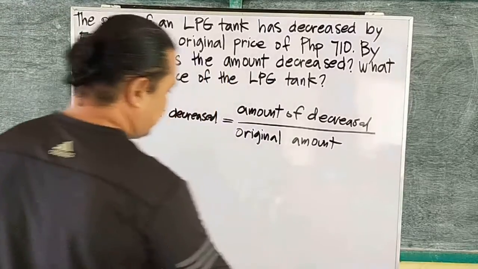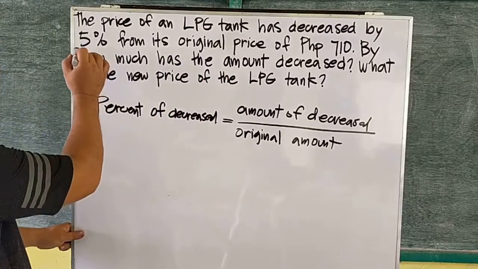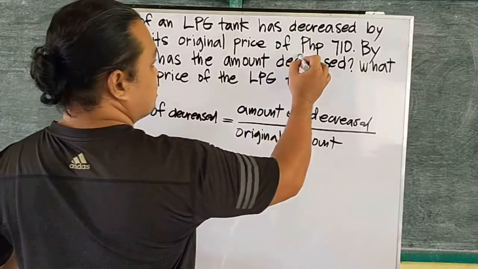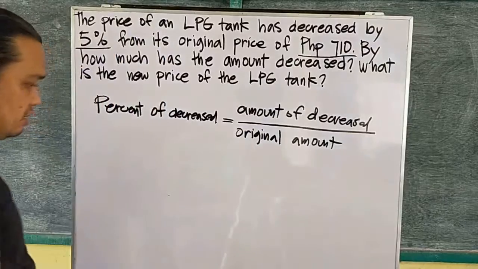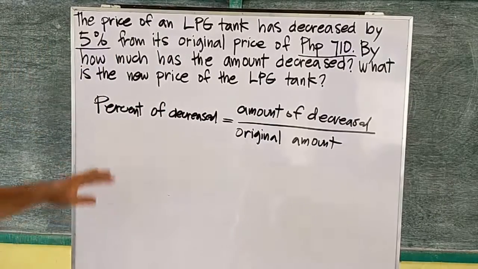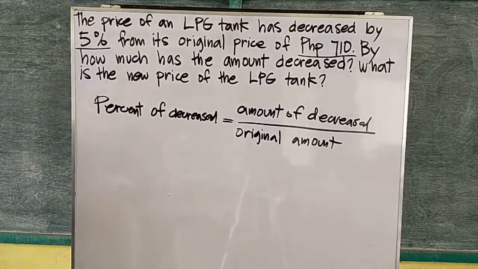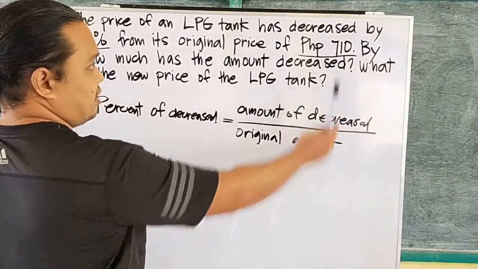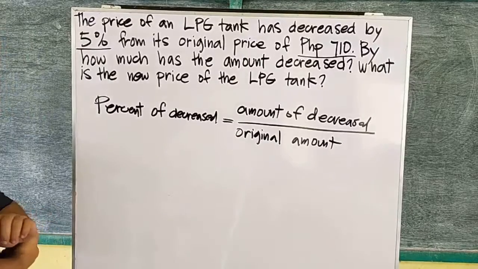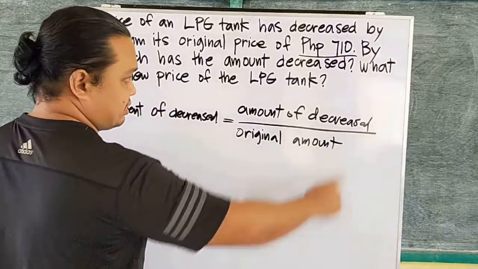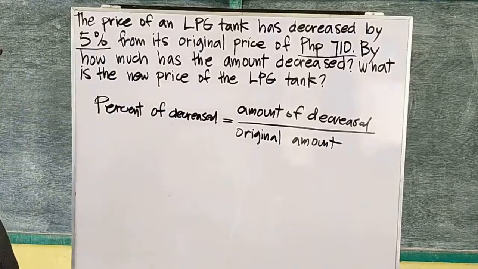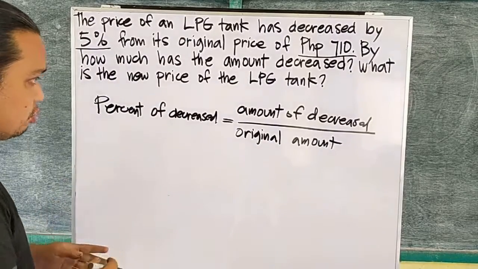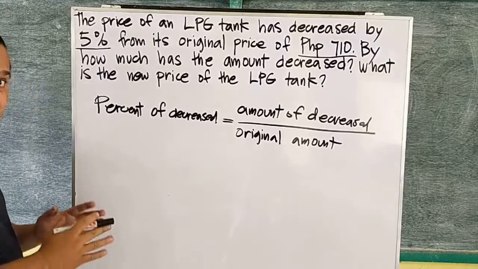Okay, so given is the percent of decrease and the original amount. How much is the percent of decrease? That's 5%, and the original amount is 710. So we're looking for the amount of decrease. How much was the decrease from the price of the LPG tank? All we need to do is just substitute.